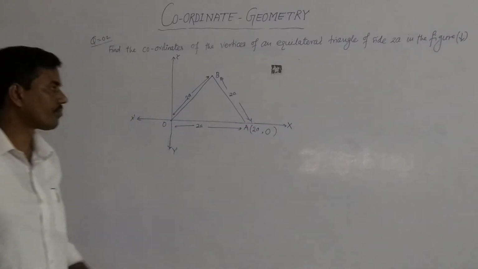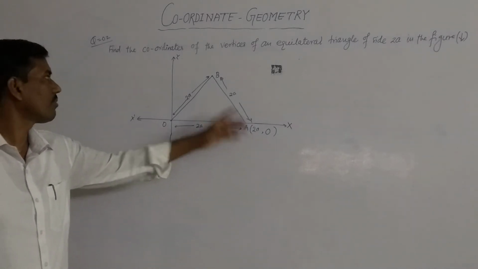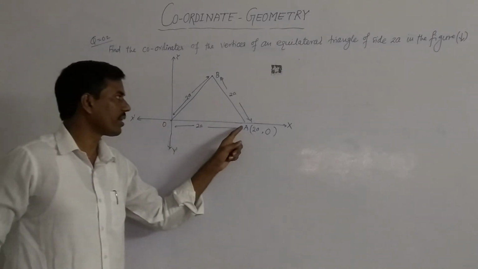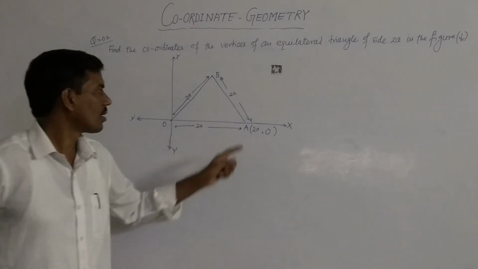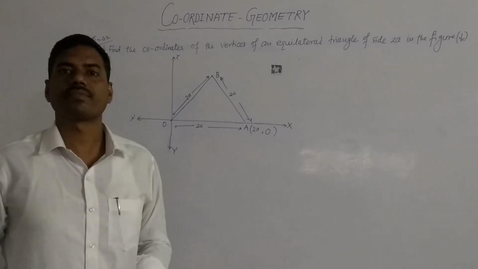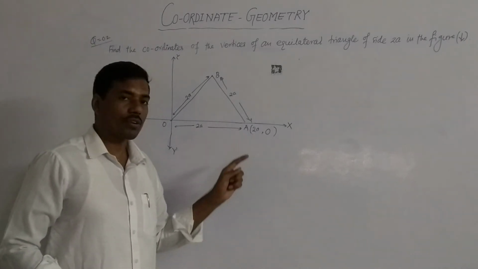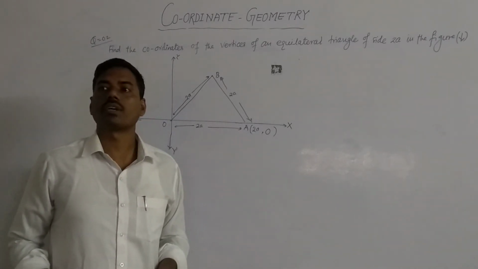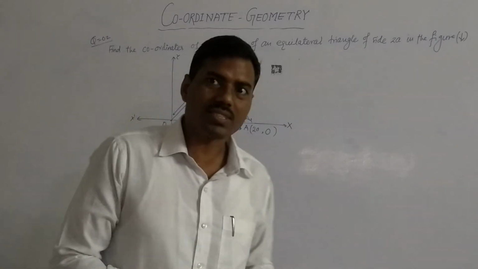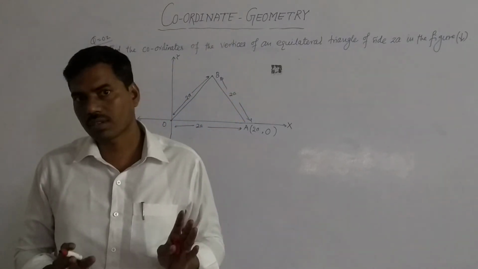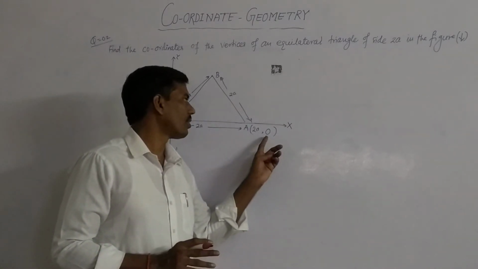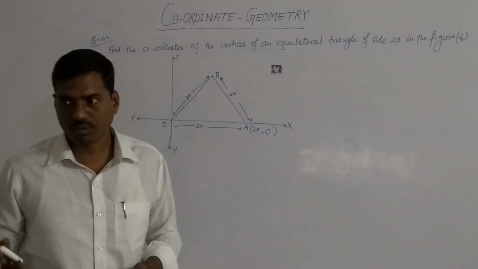Clear? Okay. 2a is the distance of point A from the y-axis, and the distance of point A from the x-axis is 0, because point A is on the x-axis. From this result we know that all points on the x-axis have y coordinate 0.